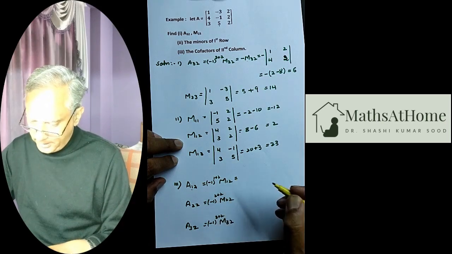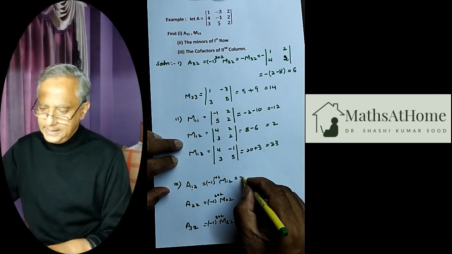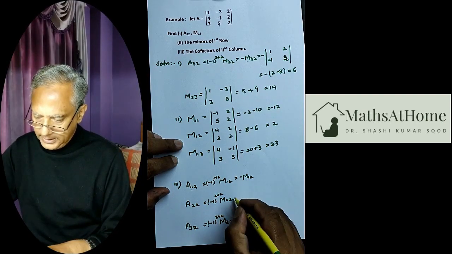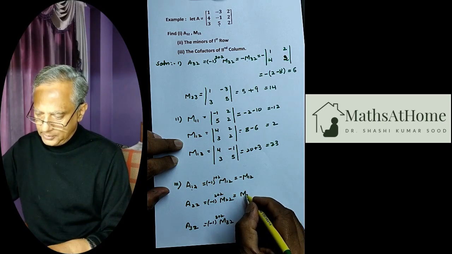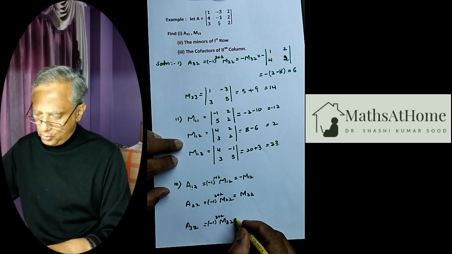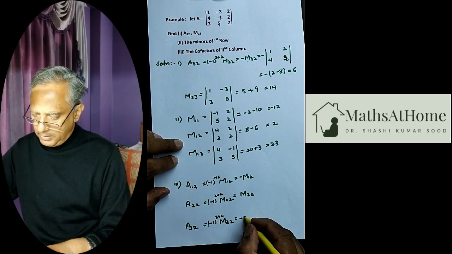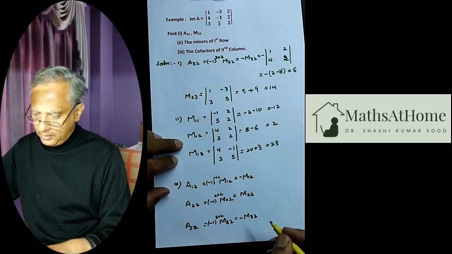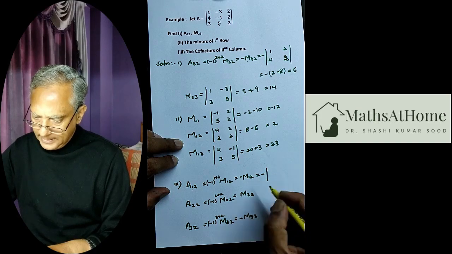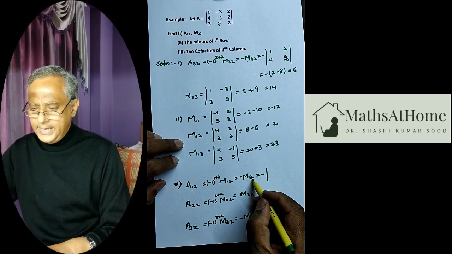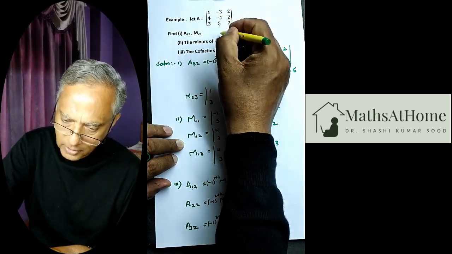So this will be equal to minus 1 to the power of 3, that is minus, and this will be M12. And this will be equal to 2 and 2 are 4, so plus. This will be plus M22. And this is again odd, 5, so this will be equal to minus M32. Now this is equal to minus, and delete first row and second column.